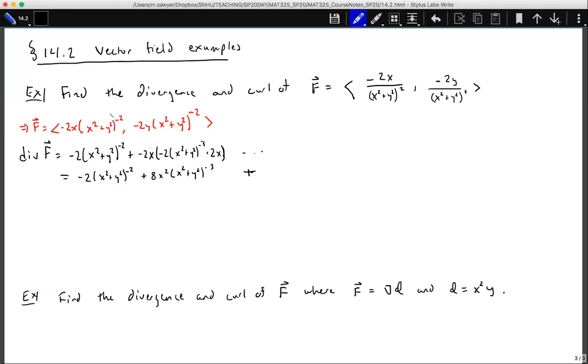So plus negative 2 (x squared plus y squared) to the negative 2 plus 8, the difference being y squared, times (x squared plus y squared) to the negative 3. Simplifying this, I have an (x squared plus y squared) term to the negative 2 power, and I've got some factoring that I can do. And doing my factoring and some canceling out, I see that I can get 6 over (x squared plus y squared) quantity squared. And this is my divergence for my function.